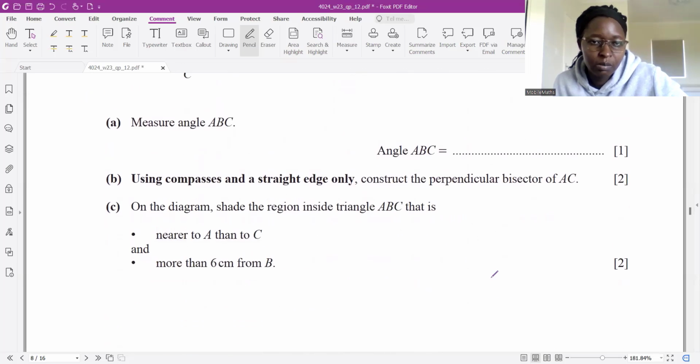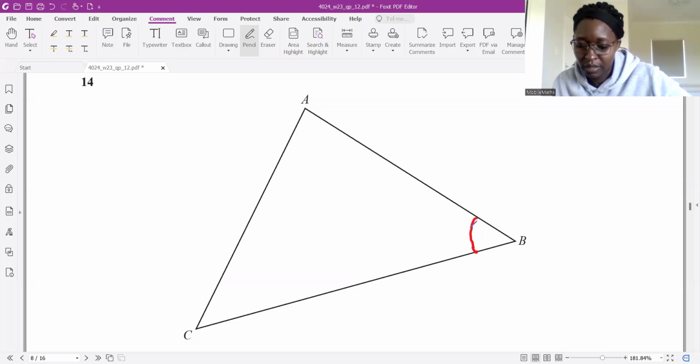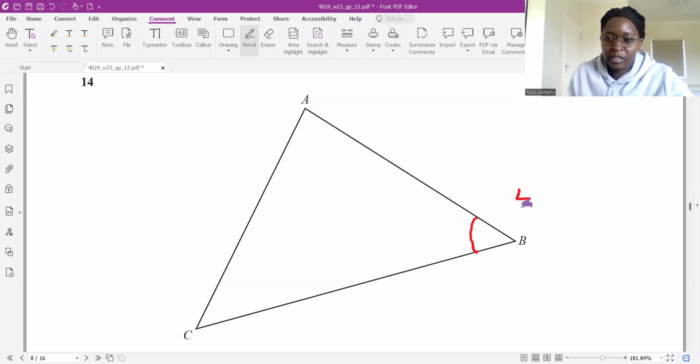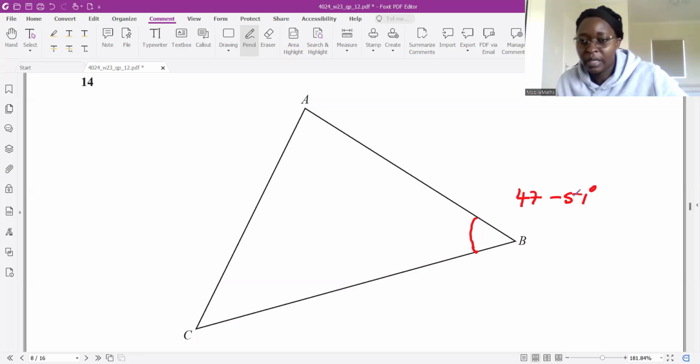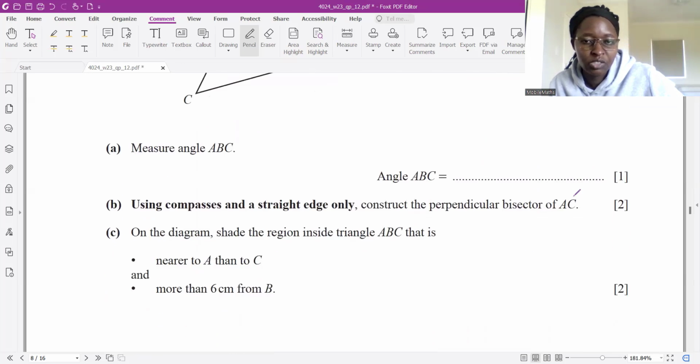This question needs us to measure angle ABC. A, B, C. So you are going to measure this angle using your protractor. Okay. So you should get an angle from 47 degrees to 51 degrees. Okay. And let's move on. Use compasses and a straight edge only to construct the bisector of AC.